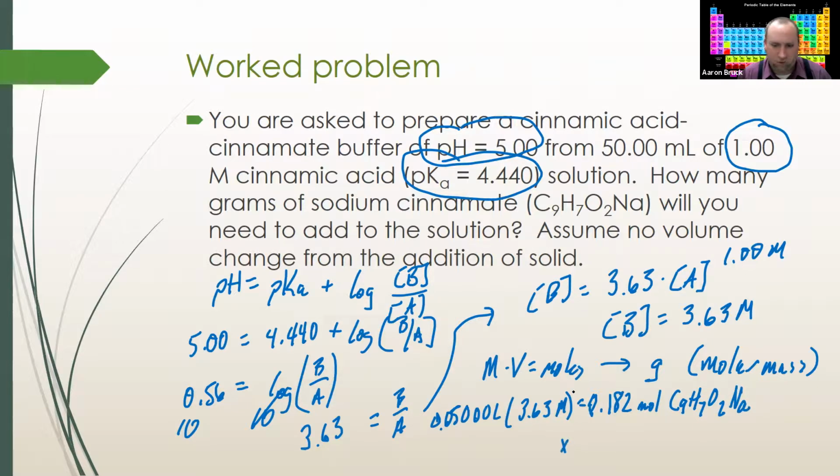If I multiply that by the molar mass, 12.01 for the carbon times 9, plus 1.01 for the hydrogen times 7, plus 16 for the oxygen times 2, plus 22.99 for the sodium, that is 170.15 grams per mole, which means times that 0.182 moles, we're talking about 31 grams of the sodium cinnamate.